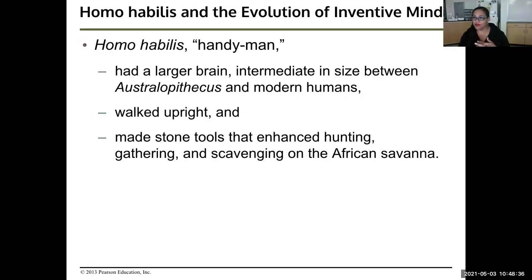Homo habilis is another one of our ancestors. It means handyman. He had a larger brain, intermediate size between Australopithecus and modern humans. He also continued the tradition of walking upright on 2 legs. And he was the first to make tools. This is why they named him the handyman. And tools enhanced hunting, gathering, and scavenging on the African savanna.